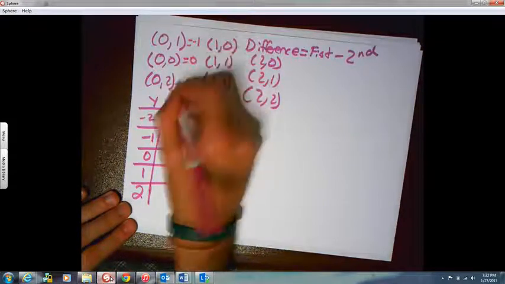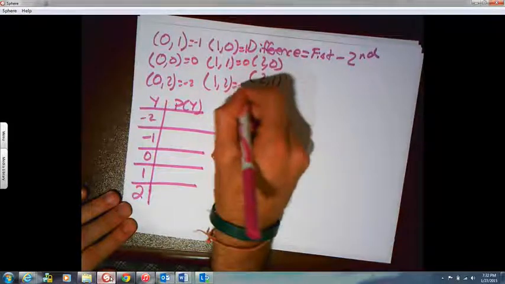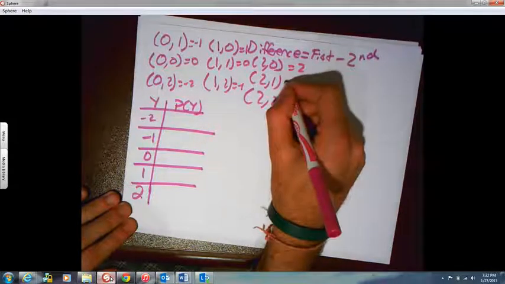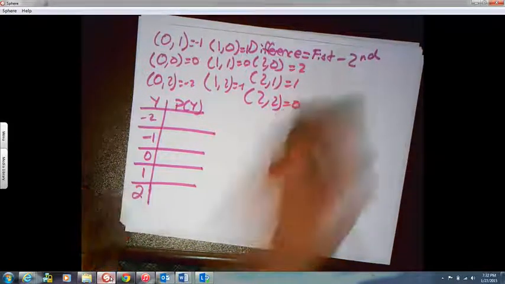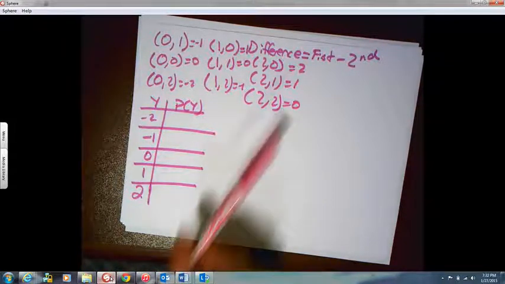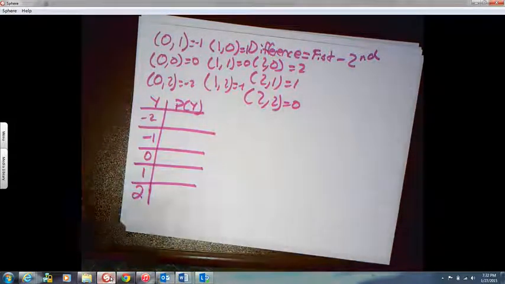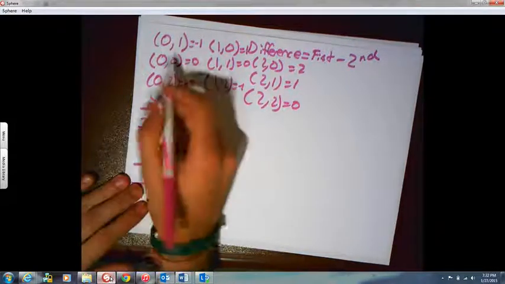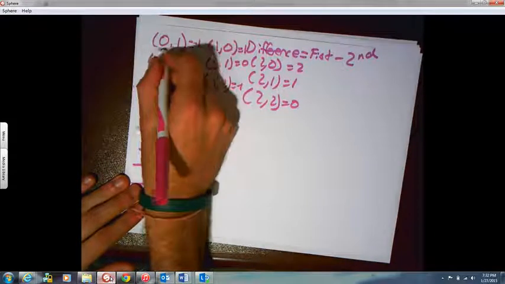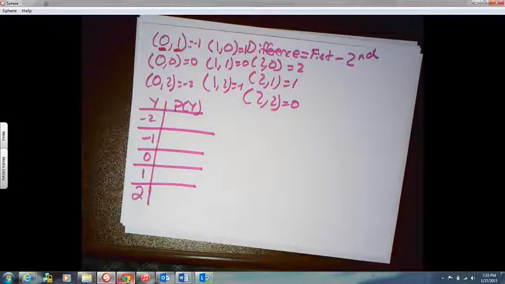This one equals negative 1, this equals 0, this equals negative 2, this equals positive 1, 0, negative 1, 2, 1, 0. So there are 9 outcomes here, and we want to know the probability of each one. So the probability of this is going to be the probability of getting a 0 times the probability of getting a 1. So let's go back to our chart.